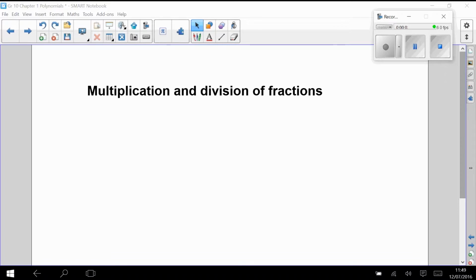In this section of the chapter, we're going to be dealing with multiplication and division of fractions. Now, the thing that you need to know that's different from adding and subtracting of fractions is if I'm adding and subtracting, I'm dealing with terms. If I'm multiplying, I already have factors.